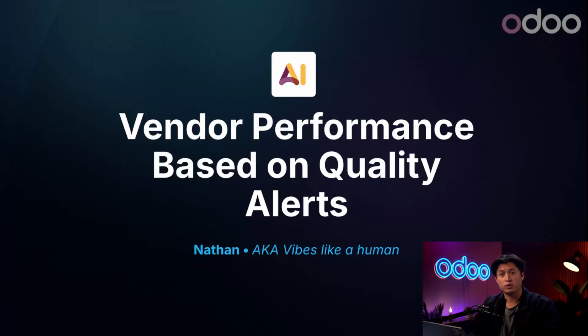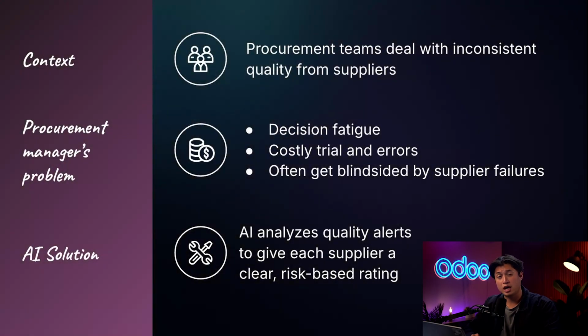In this tutorial, we're going to show you how to use AI in Odoo to make smarter vendor decisions by focusing on the real-world quality of the products that you receive. Procurement teams often deal with overlapping suppliers, inconsistent quality, and even scattered vendor data. And when it's time to place a big order or even renew a contract, there's not really an easy way to tell which vendor is truly the best fit.